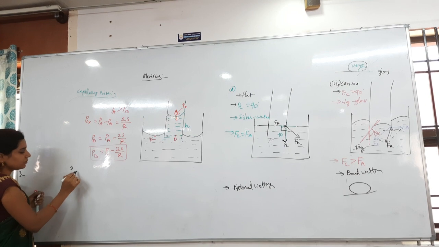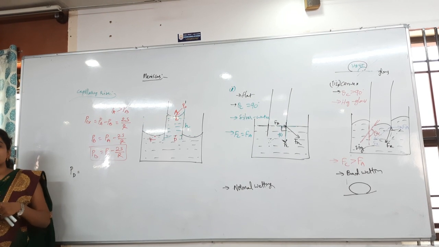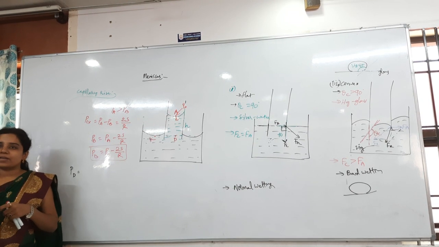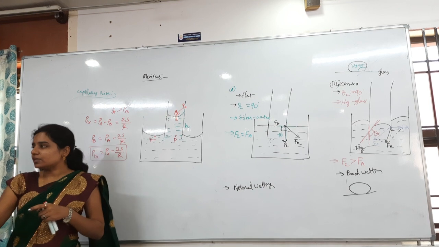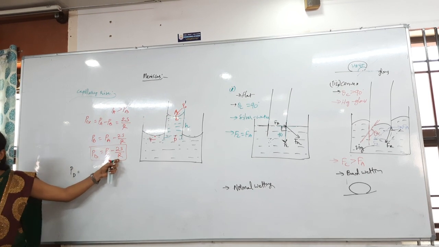PD is equals to what I can write? P naught plus rho g h, PB plus rho g h. P naught plus PB plus rho g h. In that PB only P naught is included. You are not getting surface tension at that time.